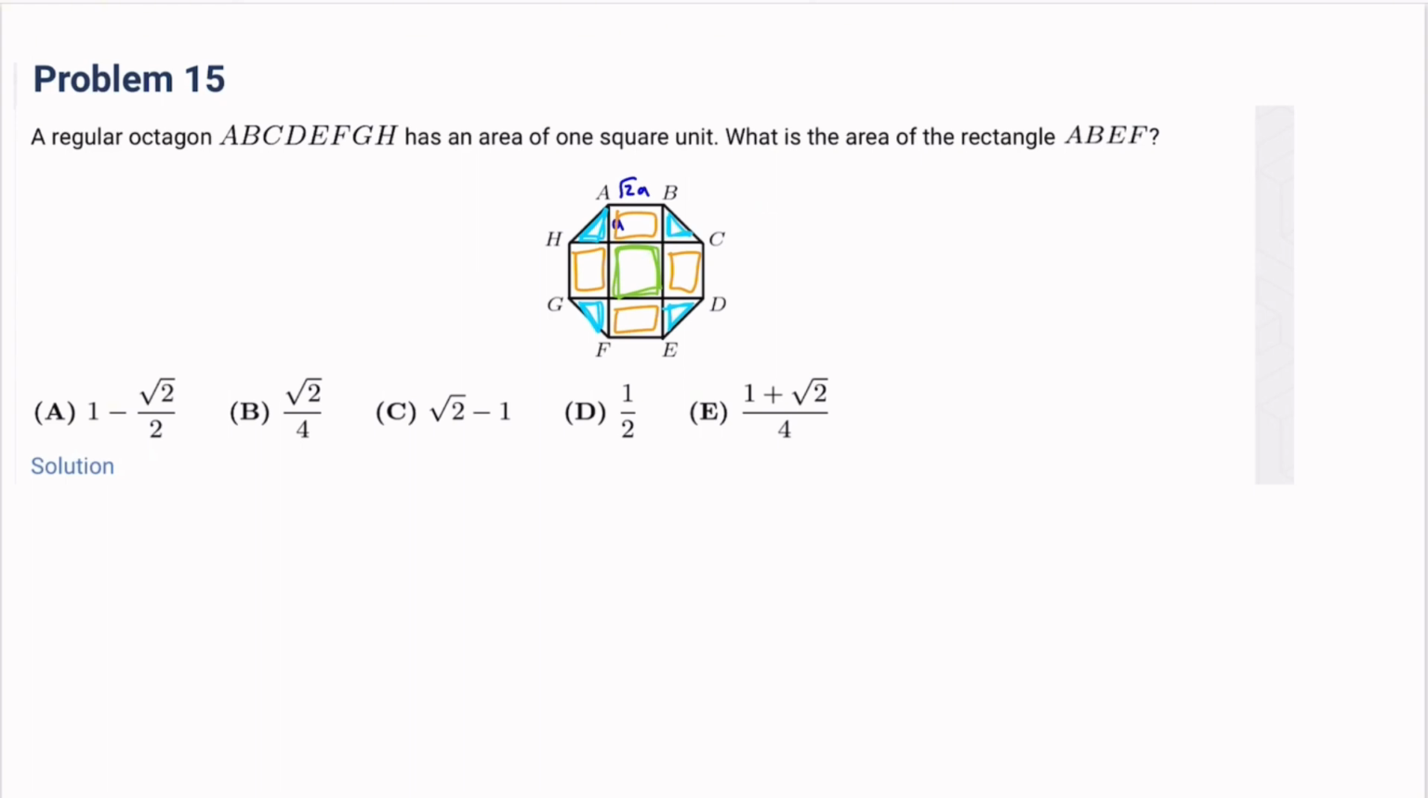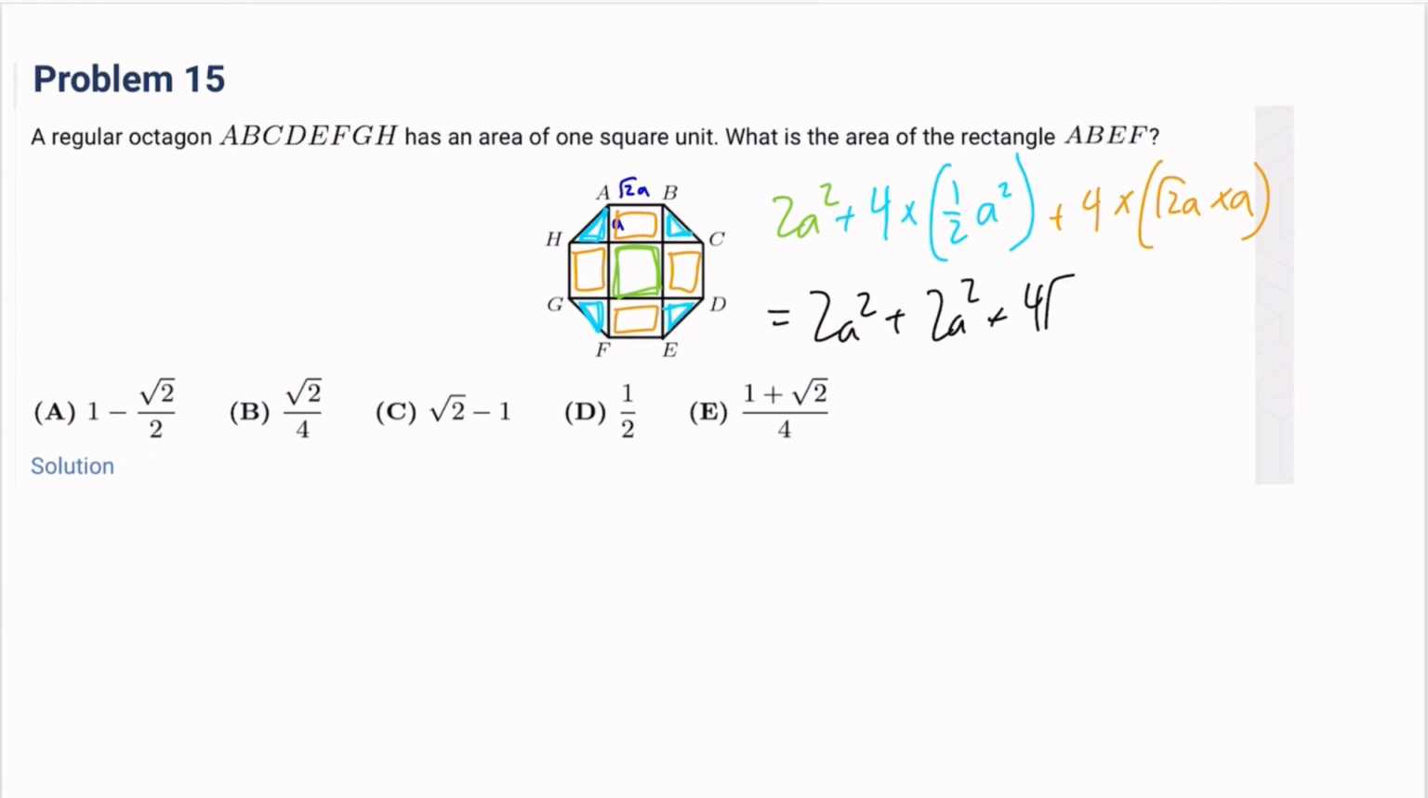So the middle square, that's just root 2a times root 2a, so that's 2a squared. And then for the 4 triangles, that will just be 4 times 1/2 a squared, because this much is a, and this much is a. And then lastly, we have plus 4 of these. So that's 4 times root 2a times a. So this is all going to be equal to 2a squared plus 2a squared plus 4 root 2a squared, which is a squared times 4 plus 4 root 2.